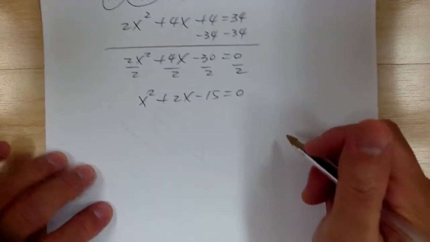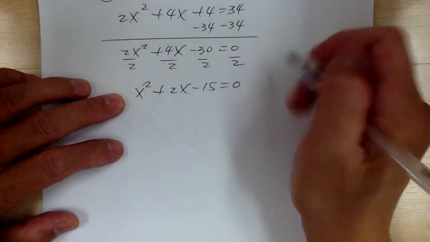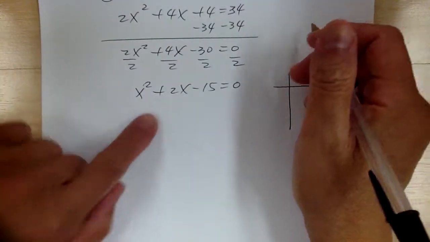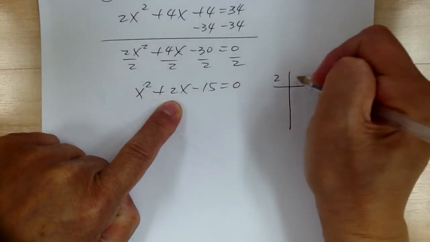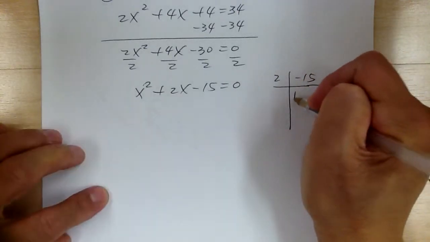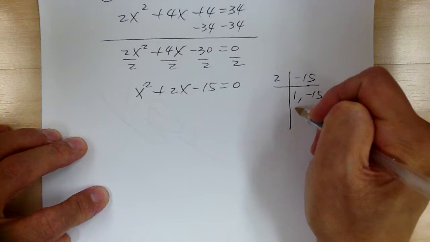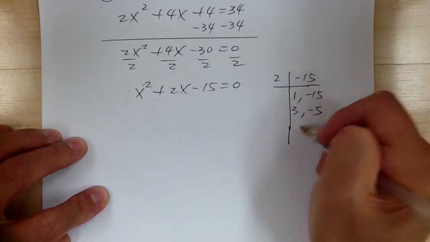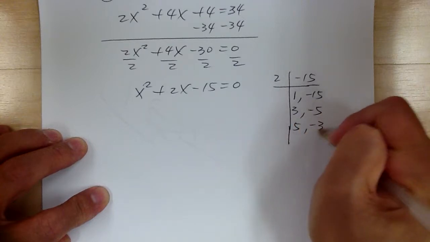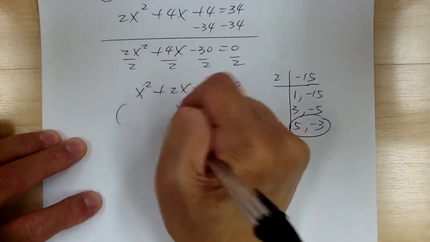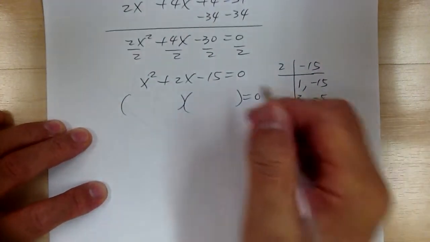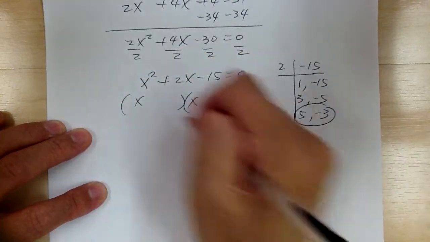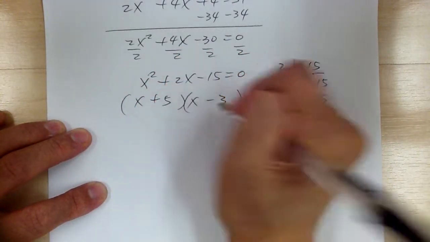So from here, again, you follow through. Use your product and sum. So 15 and negative 15: 1, negative 15. 2 cannot, so 3, negative 5. So from here you can see you need 5, negative 3. So from here, you're going to get x plus 5 and x minus 3.